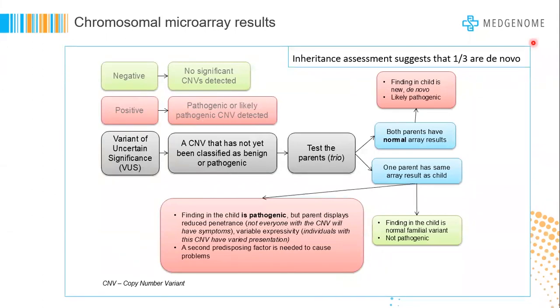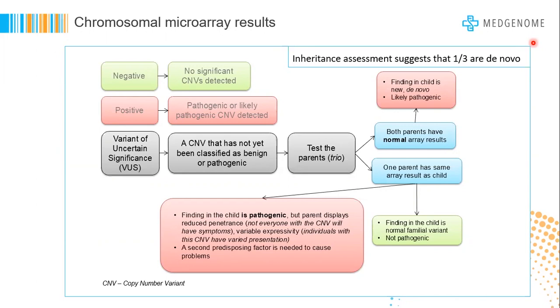De novo means the parent should not be having the CNV. If either of the parents has it, then we have to find out whether decreased penetrance has been reported for that CNV. Decreased penetrance means that in spite of having that CNV or that variant, the manifestation of disease will not occur. So there are many autosomal dominant conditions in which, in spite of having the variant, the phenotype is not manifested in one person, but it may be manifested in the other person.